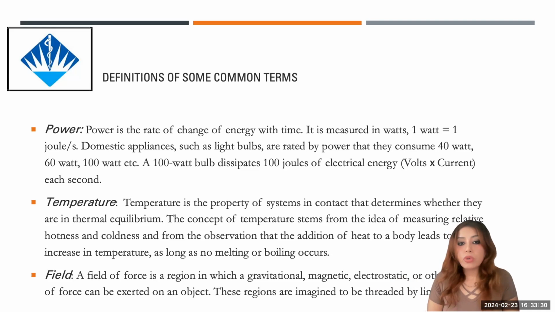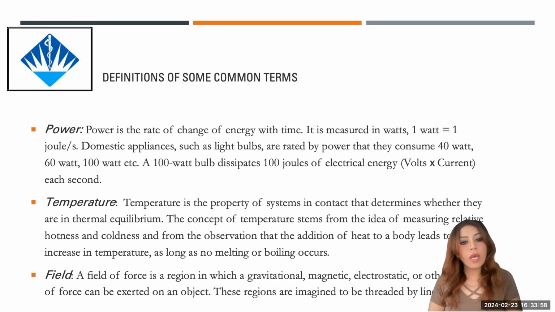Temperature is the property of systems in contact that determines whether they are in thermal equilibrium. The concept of temperature stems from the idea of measuring relative hotness and coldness, and from the observation that the addition of heat to a body leads to an increase in temperature as long as no melting or boiling occurs.